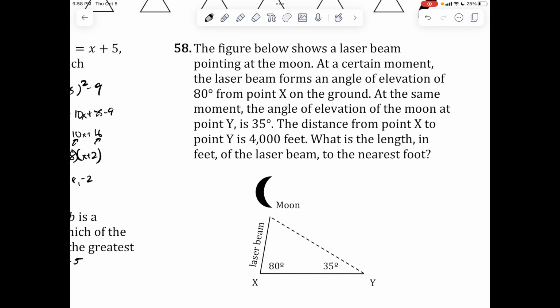Okay, so this diagram helps. It's already all drawn out for us. So we're just trying to find this distance right here, right? So we have all 3 angle measures. The distance from point X to point Y, which is 4,000 feet. We can actually find the last angle measure by just doing 180 minus 80 minus 35, because all 3 angles have to add up to 180. 180 minus 80 minus 35. That gives you 65.